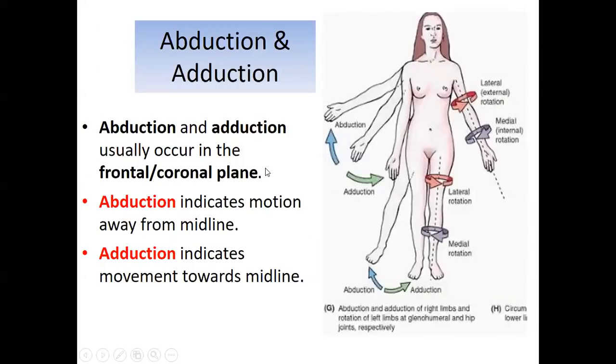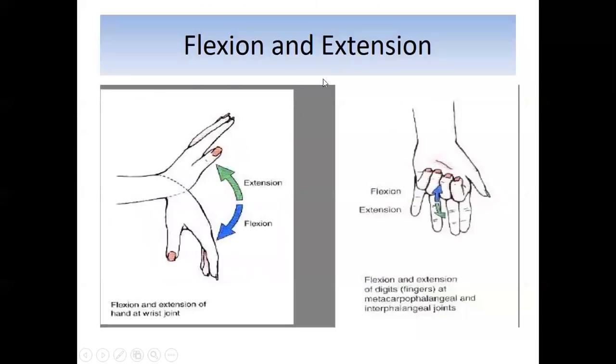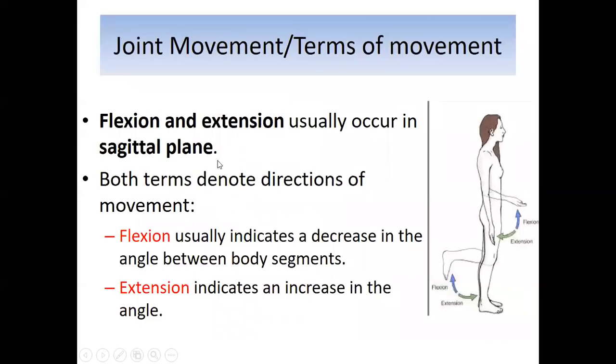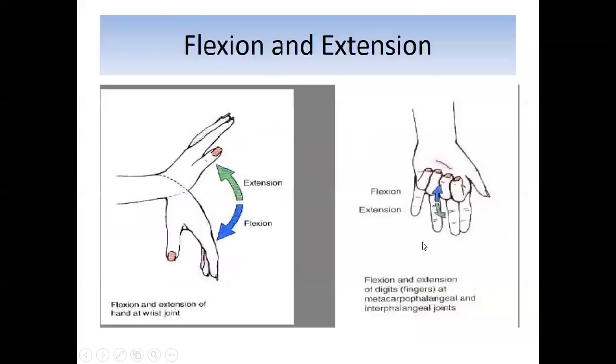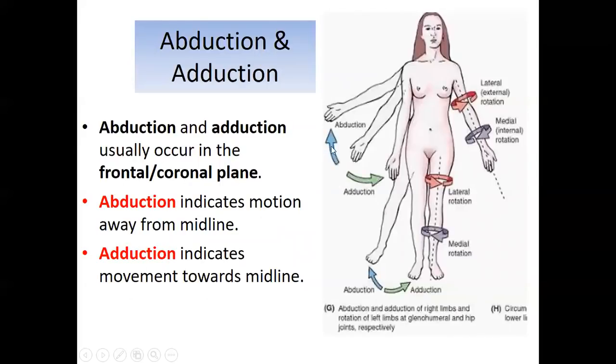How about abduction and adduction? Abduction and adduction usually occur in the coronal plane. So you can see here how the movement happens. Just now, flexion and extension happened in the sagittal plane, but here it happens in the coronal plane. So this is the abduction. Abduction indicates motion away from the midline. Adduction indicates movement toward the midline. The green color here is adduction. The blue color here is abduction.